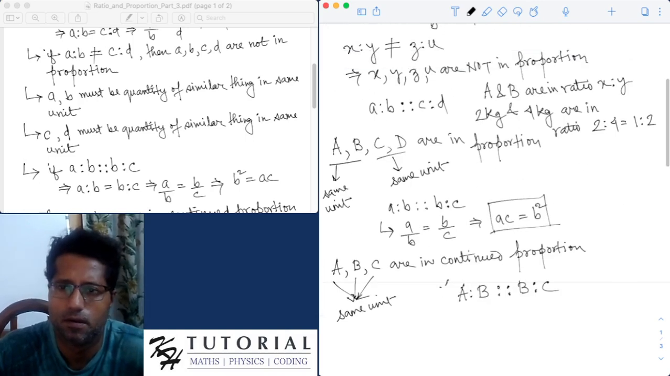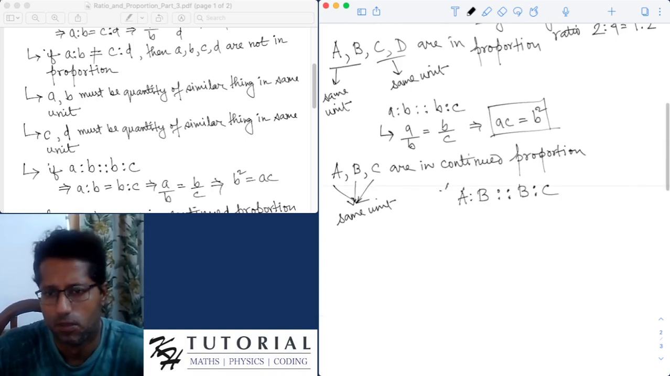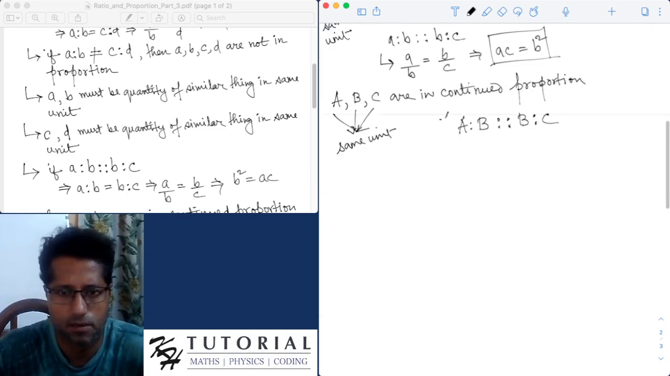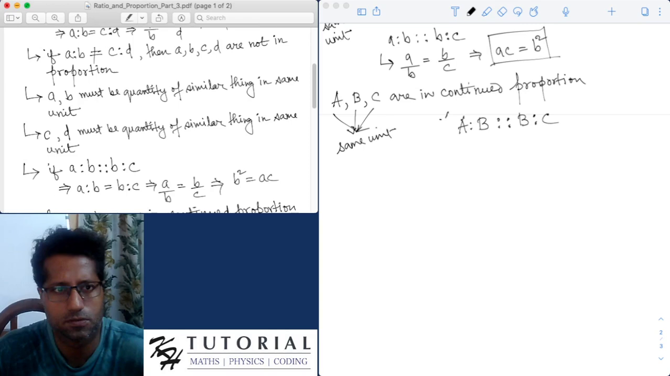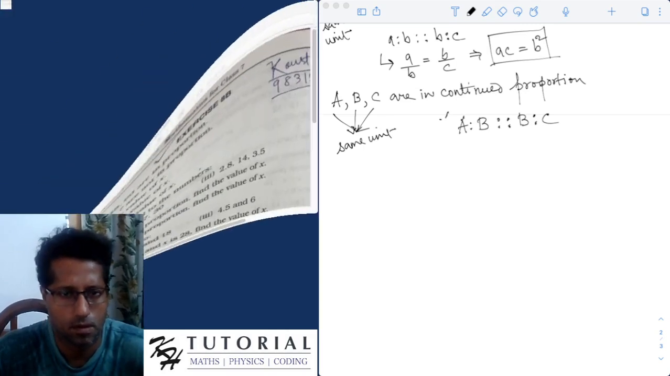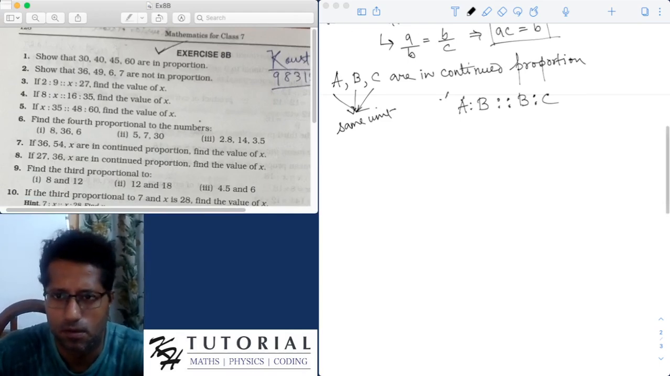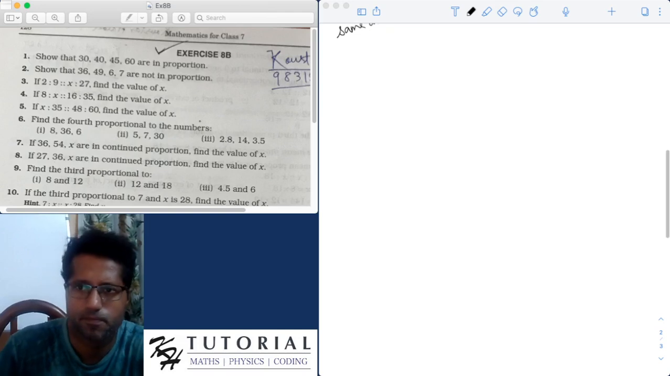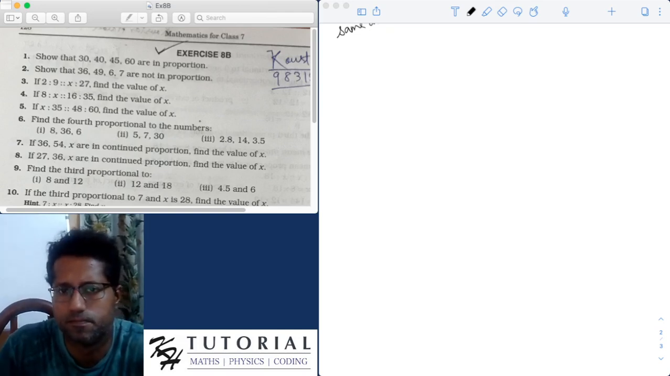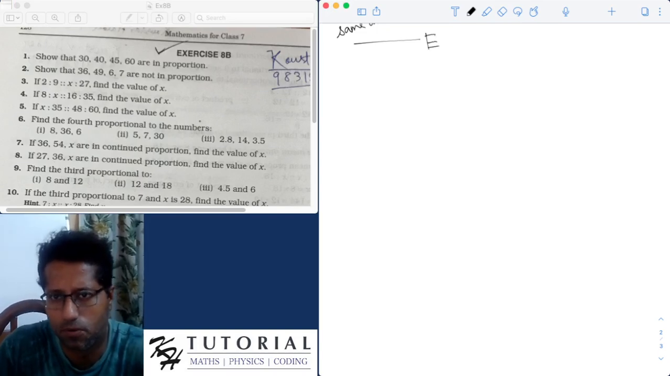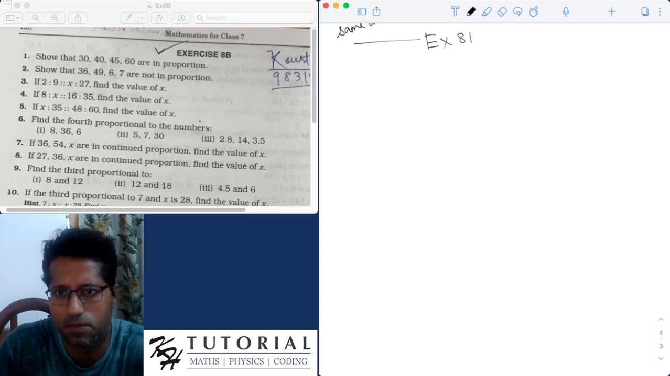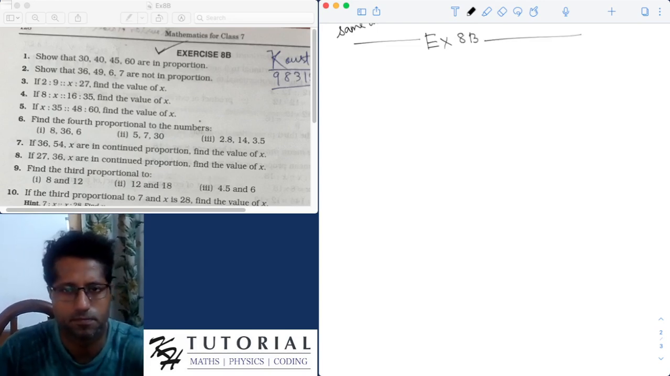So let's then solve the problems of exercise 8B. I hope you can see the problems. Let's solve the problems. If you have any questions or doubts regarding proportion, please do let me know. I will be pleased to address your queries.